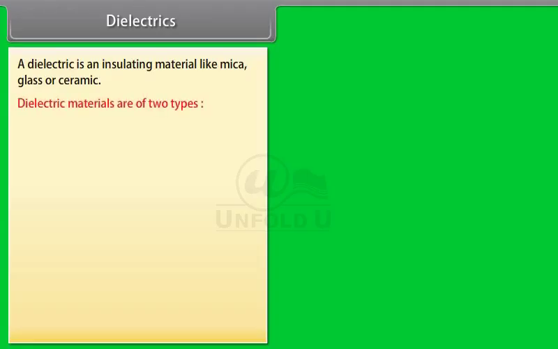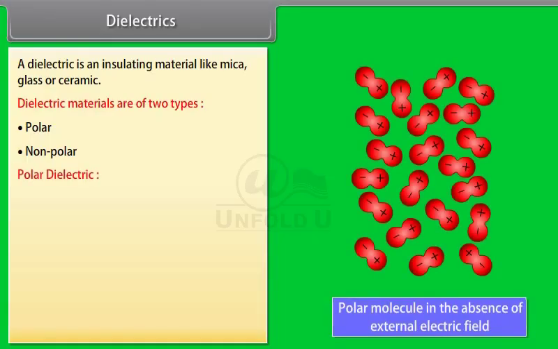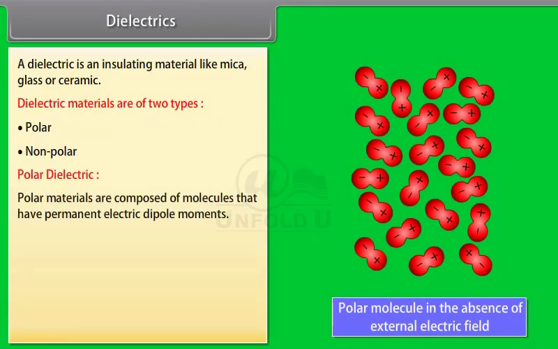Dielectrics. A dielectric is an insulating material like mica, glass or ceramic. Dielectric materials are of two types, polar and non-polar. Polar dielectric. Polar materials are composed of molecules that have permanent electric dipole moments.